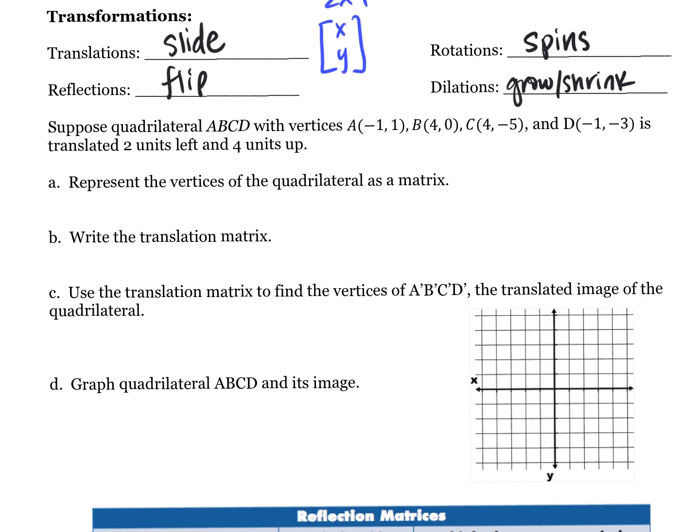So you guys, it says, suppose this quadrilateral has these vertices and it's translated 2 units left and 4 units up. Here's what I want you to first do. Let's write these 4 vertices as a matrix. And again, we haven't done that before, so I just wanted you to know it's going to be -1, 1. It goes x, y, right? 4, 0. 4, -5. -1, -3.